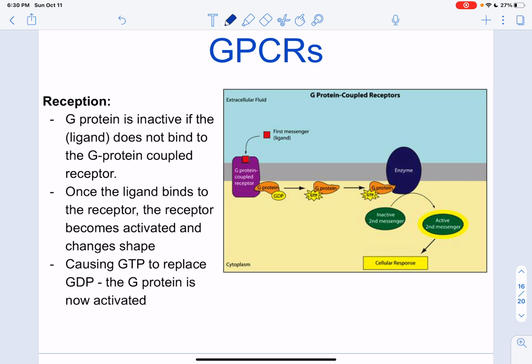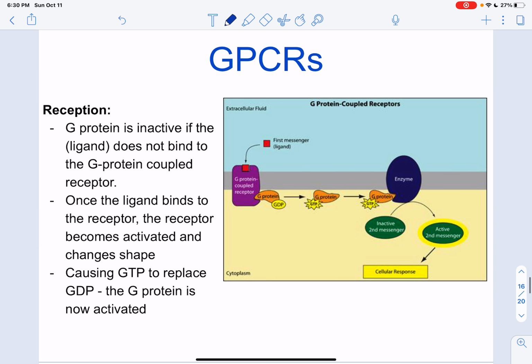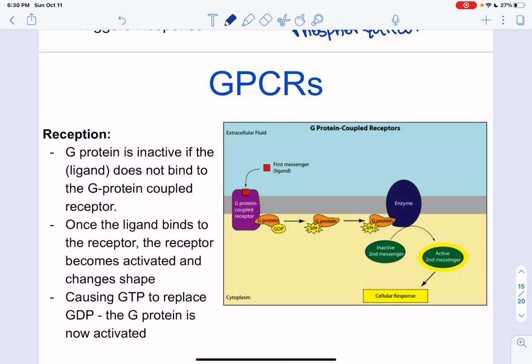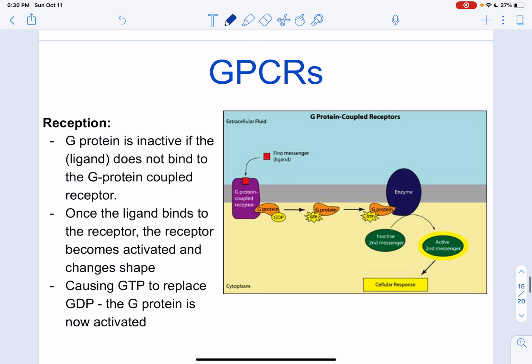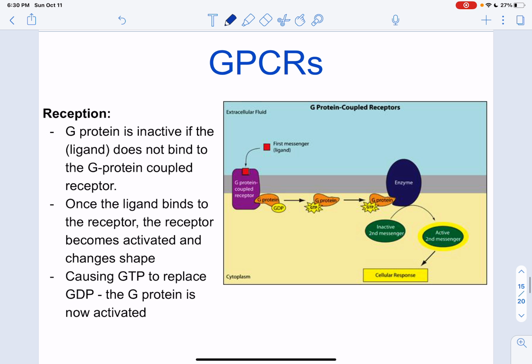So let's go through the actual steps of signal transduction with the GPCR. So we're gonna have the first step, reception. The G protein is inactive. This is not active until it finds a ligand that is gonna connect to its receptor. This ligand is specific to this GPCR. Once the ligand binds to the receptor, it's going to be activated and it's going to change shape.